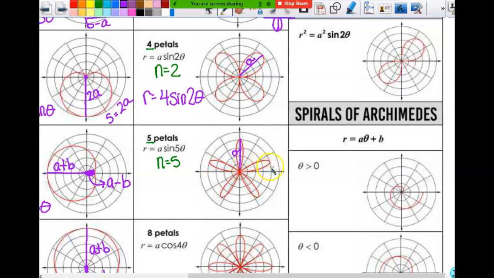So we look at 0. There's no petal there. The first petal I come to is right here in the first quadrant. That's how I know it's sine. Okay? Does that help? All right, so that means then when I count 1, 2, 3, 4, R equals 4 sine 5 theta. Any questions at all? Okie dokie.